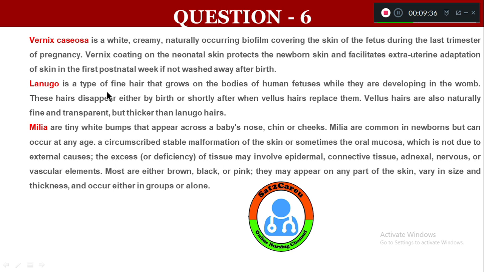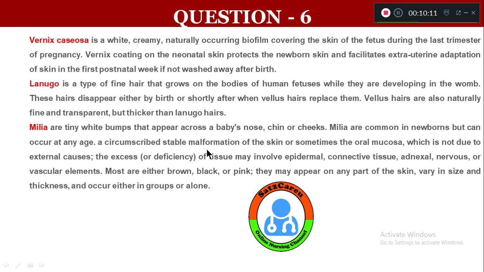Lanugo is a type of fine hair that grows on the bodies of human fetuses while they are developing in the womb. These hairs disappear before birth or shortly after, when vellus hairs have replaced them. Vellus hairs are also naturally fine and transparent but thicker than lanugo hairs. Milia are tiny white bumps that appear across a baby's nose, chin or cheeks. Milia are common in newborns but can occur at any age.